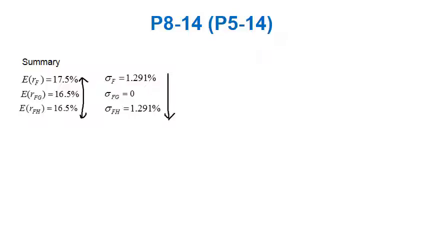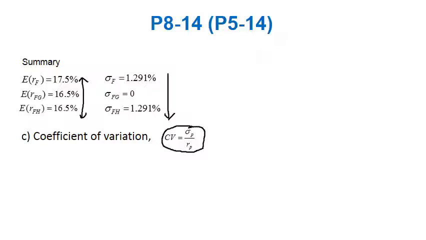Now in the final part, well, sorry, not the final part yet, in part C, we are requested to find the coefficient of variation, and here is the formula for the coefficient of variation. So I think it needs a slight explanation. So what is the coefficient of variation telling you?